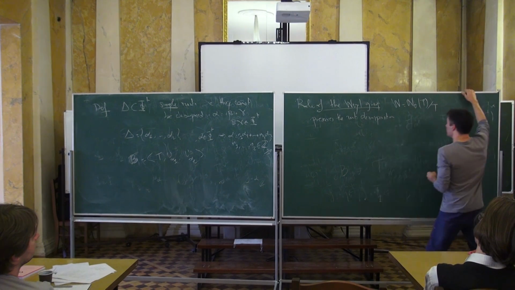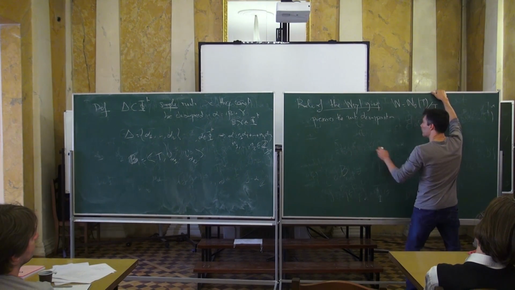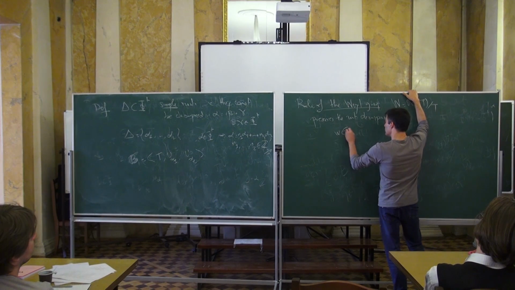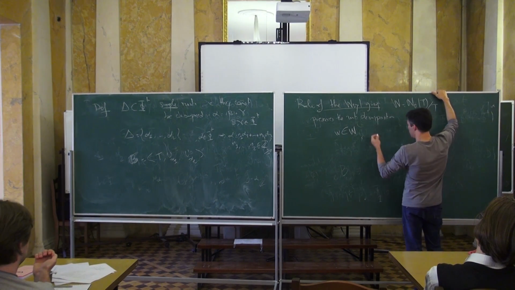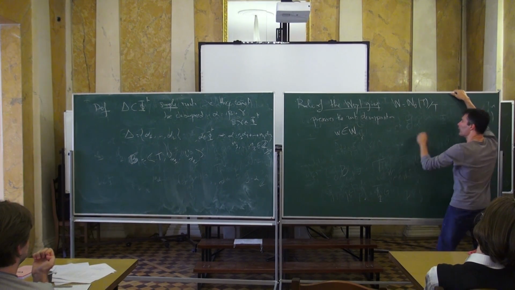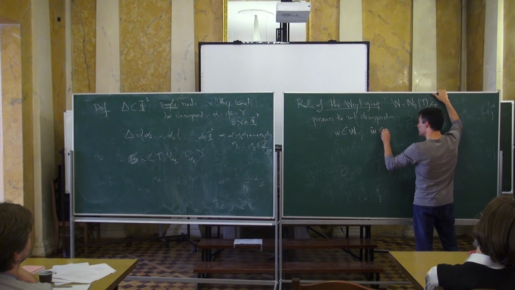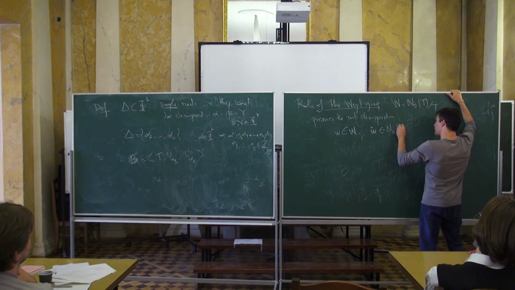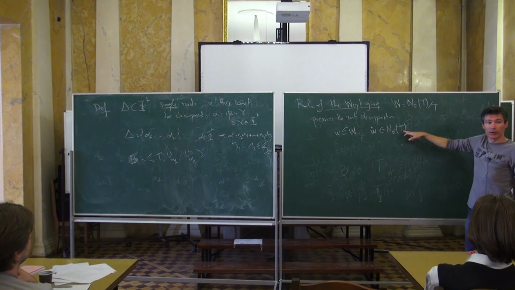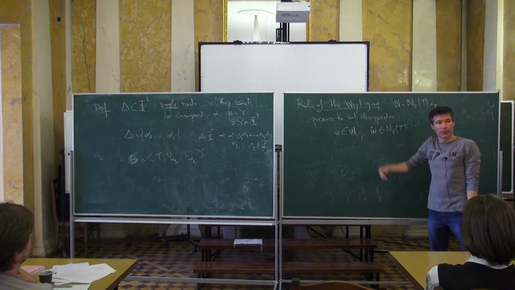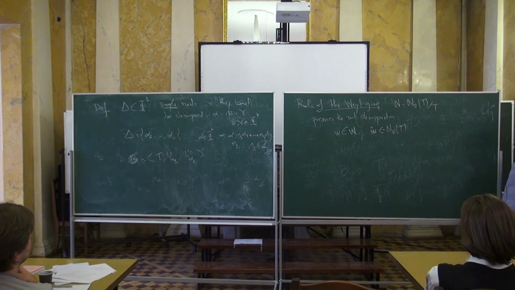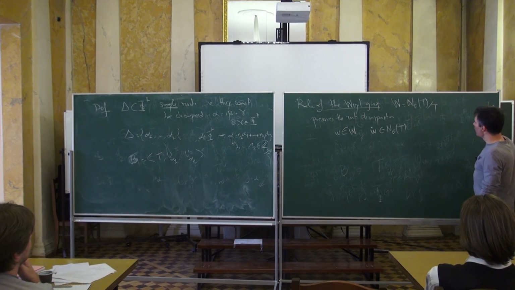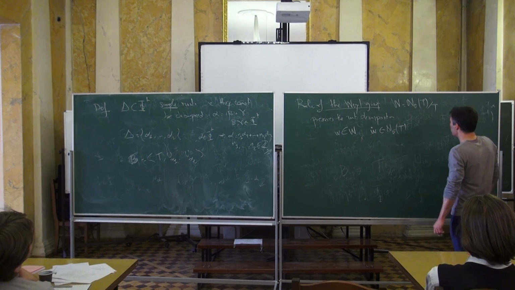Which we can state as the following. So suppose that W is in the Weyl group. I can lift it to the normalizer. So I put a dot to say that I have an element in the normalizer whose quotient by T is W.